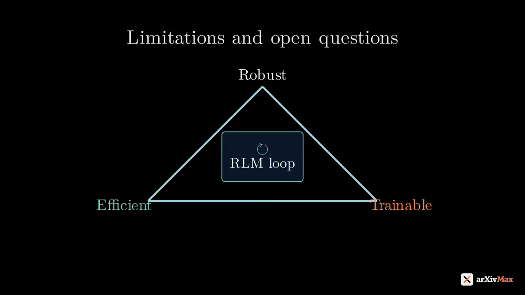The punchline is that recursion and external prompt access unlock long context quality, but making that robust, efficient, and trainable is unfinished research.